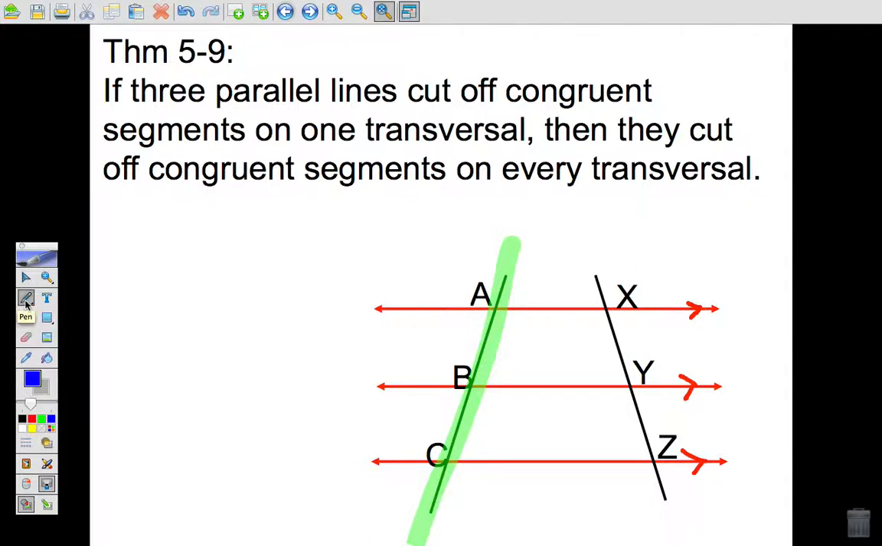Now if A to B is the same distance, say it's 3, and B to C is 3, in other words, if those three parallel lines cut off congruent segments on one of the transversals, then the same thing is going to happen on the other transversal. I'll indicate that by the yellow line here. So these are going to be of equal distance: from X to Y is the same distance as Y to Z.